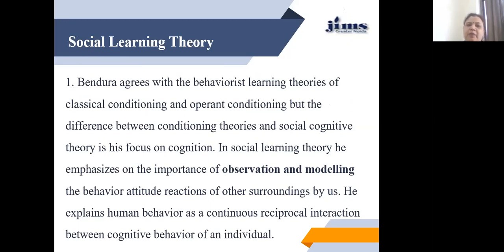Bandura agrees with the behaviorist learning theories of classical conditioning and operant conditioning given by Pavlov and Skinner. But the difference between conditioning theories and social cognitive theory is its focus on cognition. In social learning theory, he emphasized the importance of observation and modeling of the behavior, attitudes and reactions of others in our surroundings. He explains human behavior as a continuous reciprocal interaction between cognitive, behavioral and environmental influences.